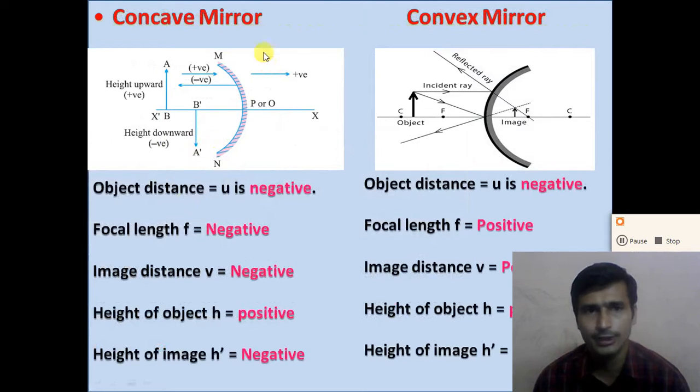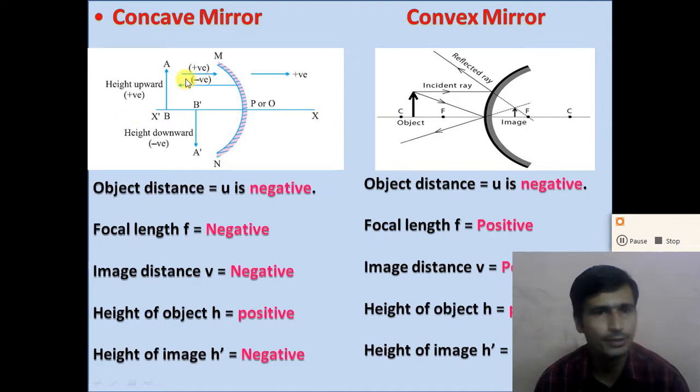So here, dear student, consider this concave mirror, right? Here we take the pole as origin, x-axis as principal axis, and the object is placed on the left of the concave mirror, right? So the rays of light are incident from the left to the right. So all the distances towards the right of the mirror are considered as positive.